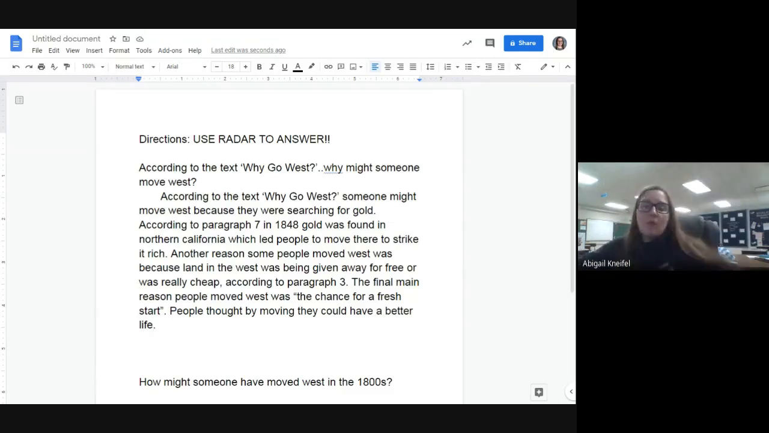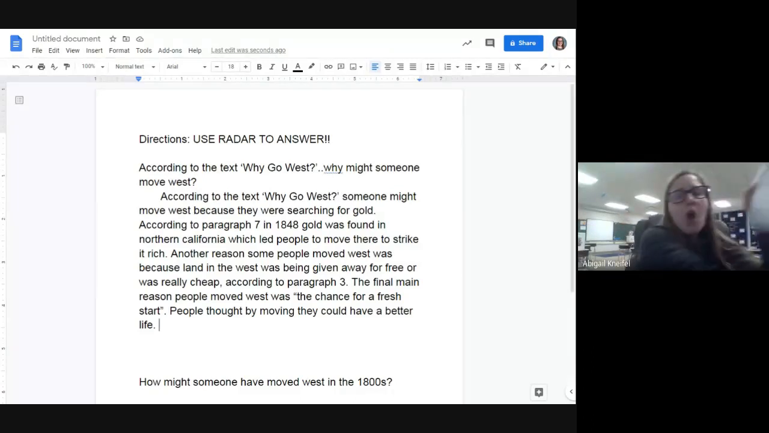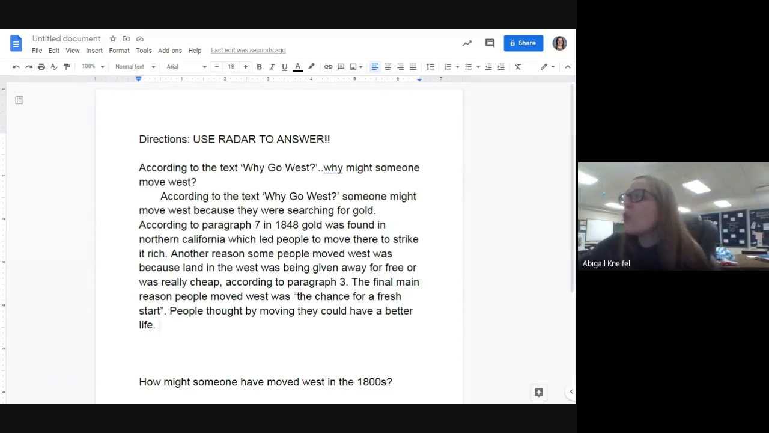So let's reread what we have so far, and we're going to see if we have all of our steps of RADAR. According to the text, why go west? Someone might move west because they were searching for gold. That does qualify for step 1. Restate the question. Right here, we restated the entire question. According to paragraph 7, in 1848, gold was found in Northern California, which led people to move there to strike it rich. That's text evidence. I'm telling you where to find it. We're also adding details about how in 1848 gold was found, and where it was found: Northern California.